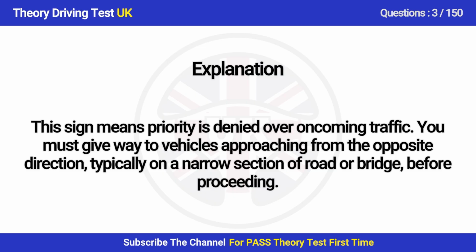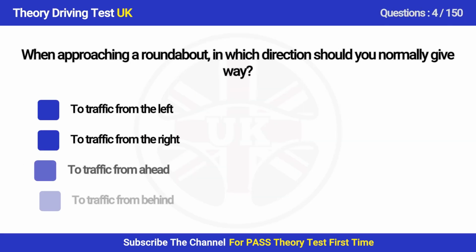Question 4. When approaching a roundabout, in which direction should you normally give way? A. To traffic from the left. B. To traffic from the right. C. To traffic from ahead. D. To traffic from behind.